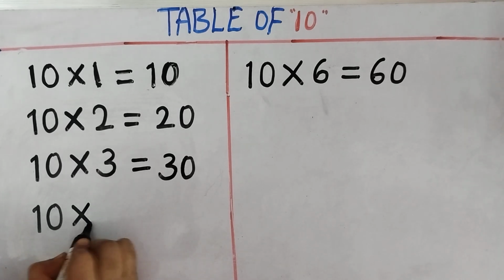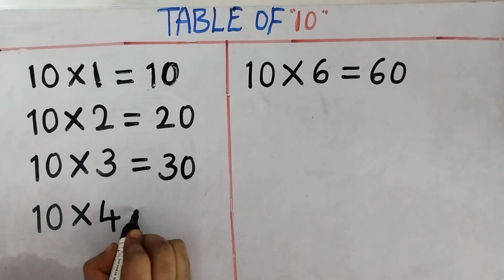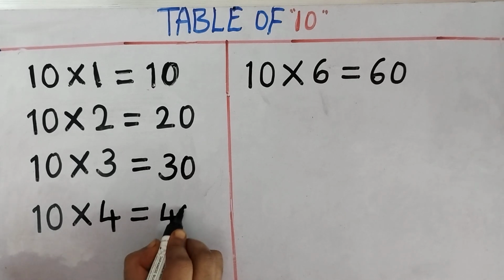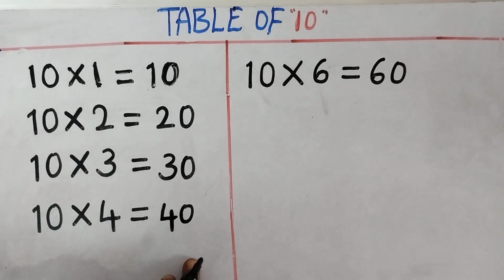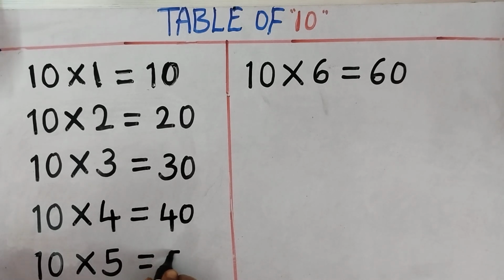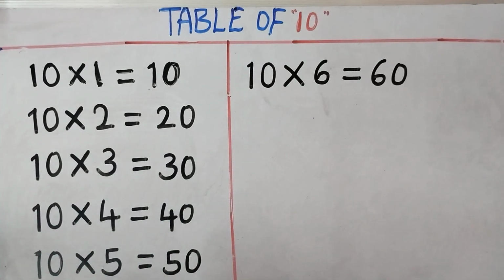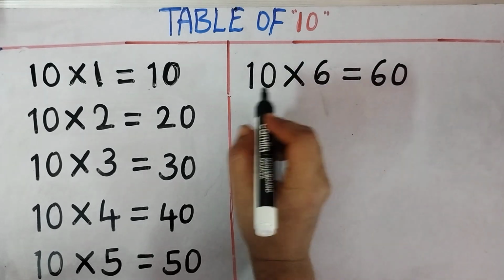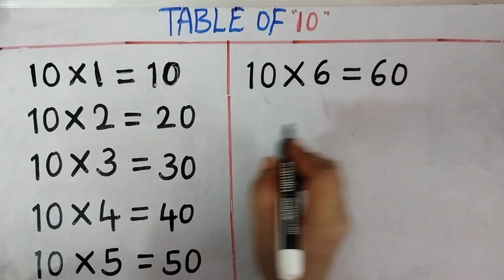10 into 4 is equal to 40. 10 fours are 40. 10 into 5 is equal to 50. 10 fives are 50. 10 into 6 is equal to 60. 10 sixes are 60.